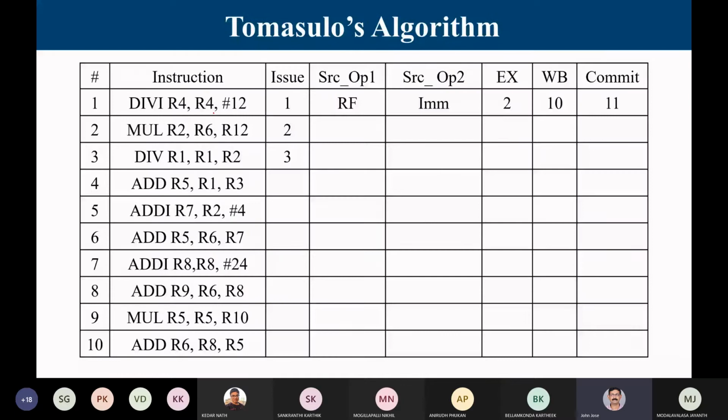You are given a sequence of instructions. Some instructions are of immediate addressing mode. That's why this is #4 and #24. It is immediate addressing mode. The operand value is given along with the instruction. Now you have to fill up at what cycle it is happening.